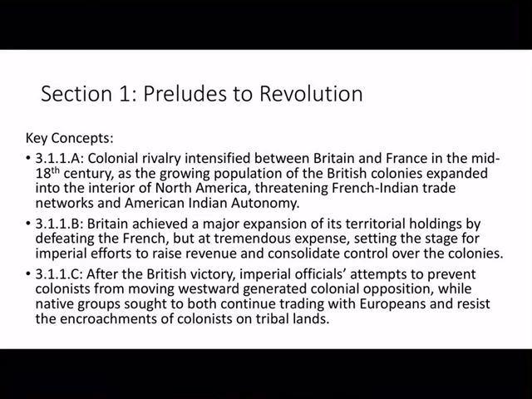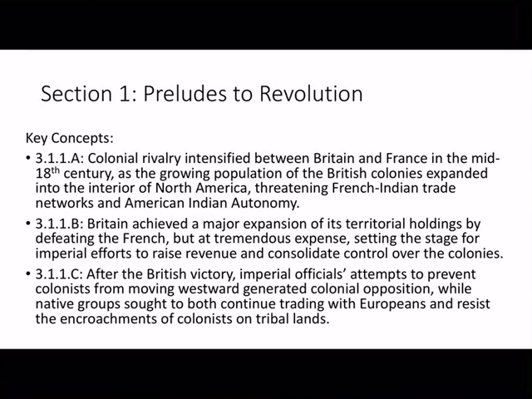The notes for Section 1 will cover key concept 3.1.1a: colonial rivalry intensified between Britain and France in the mid-18th century as the growing population of the British colonies expanded into the interior of North America, threatening French Indian trade networks and American Indian autonomy. Key concept 3.1.1b: Britain achieved a major expansion of its territorial holdings by defeating the French, but at tremendous expense, setting the stage for imperial efforts to raise revenue and consolidate control over the colonies.